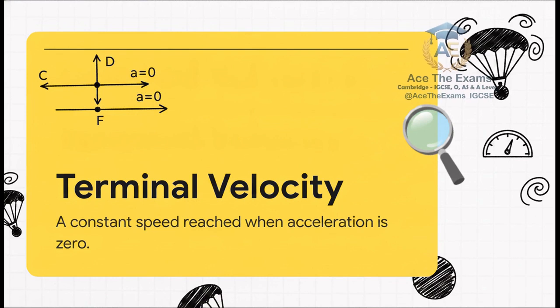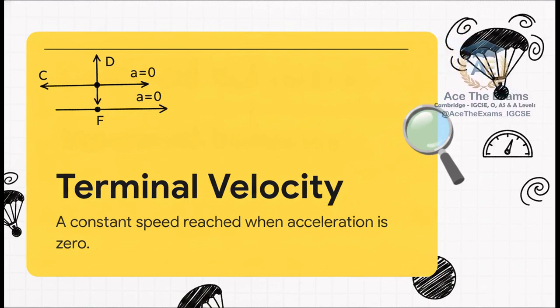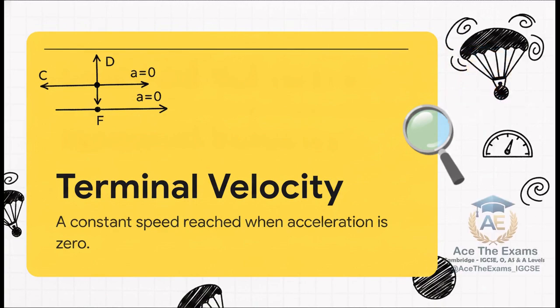But, and this is super cool, as we'll see further along in her fall at point F, she actually reaches a new, lower constant speed. This is a second terminal velocity, and once again, the acceleration is 0.